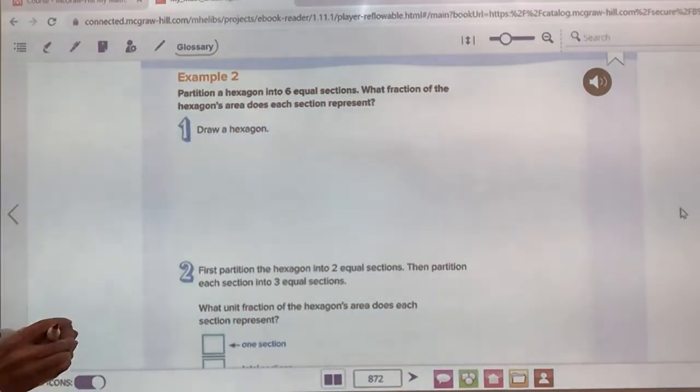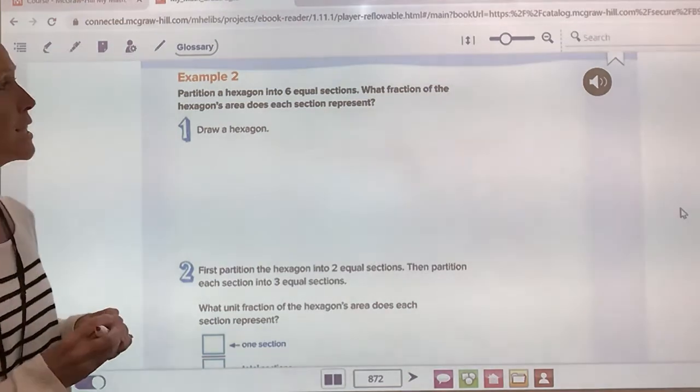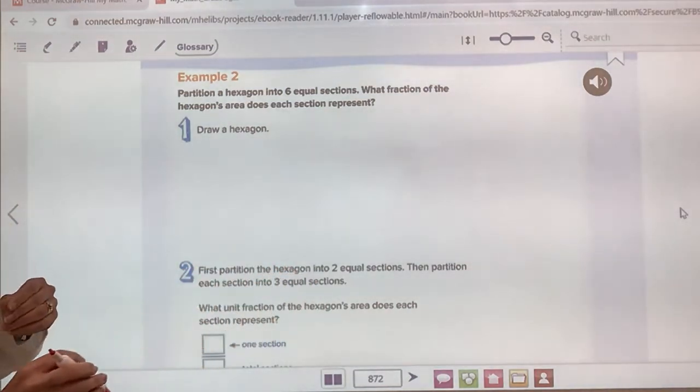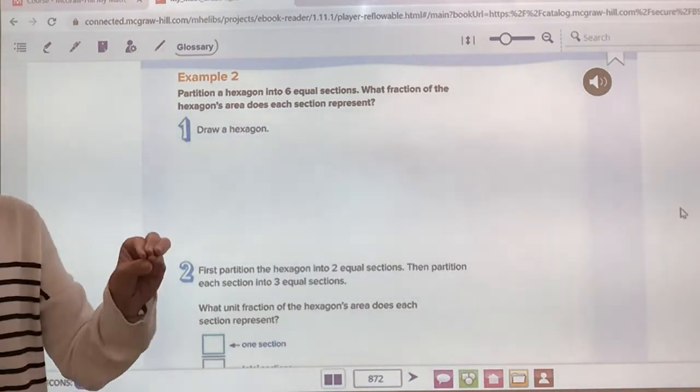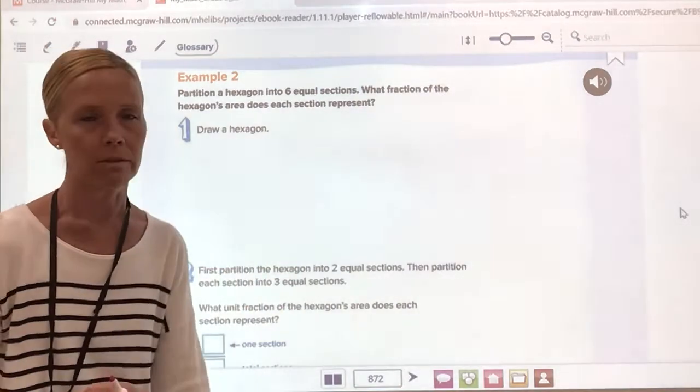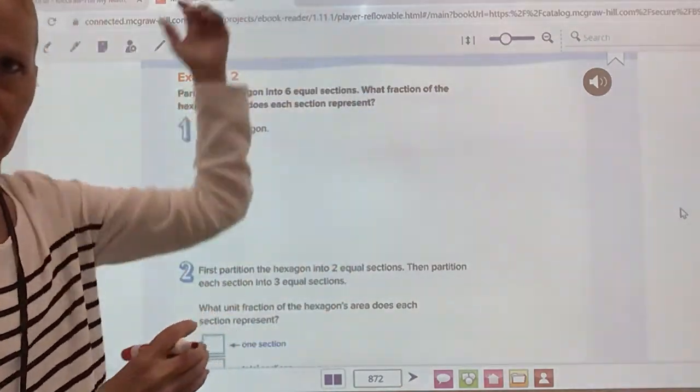Example 2. Partition a hexagon into 6 equal sections. What fraction of the hexagon's area does each section represent? Again, they're going to want unit fractions. Draw a hexagon. That's probably the hardest part right here, is trying to draw a hexagon.